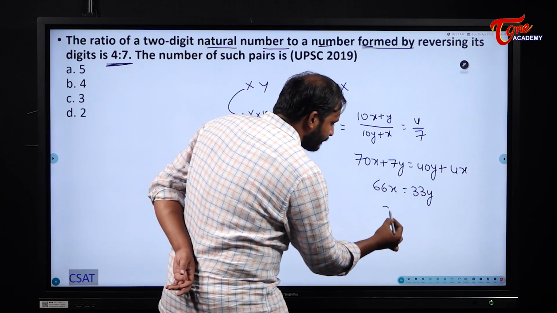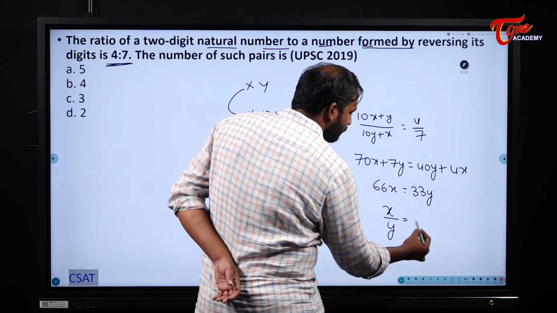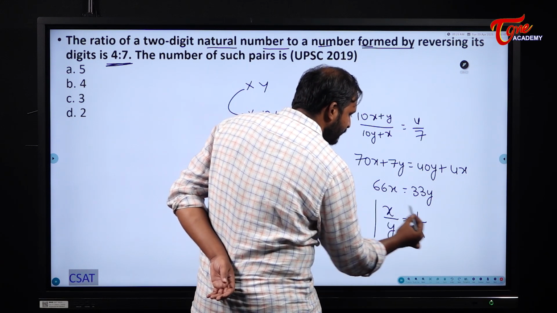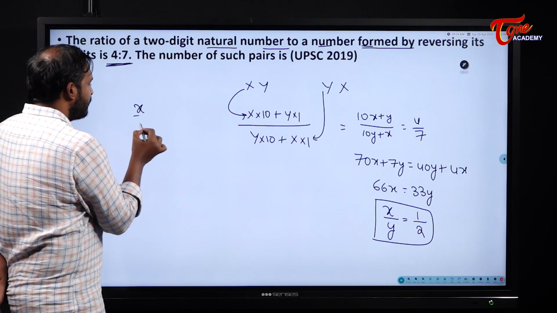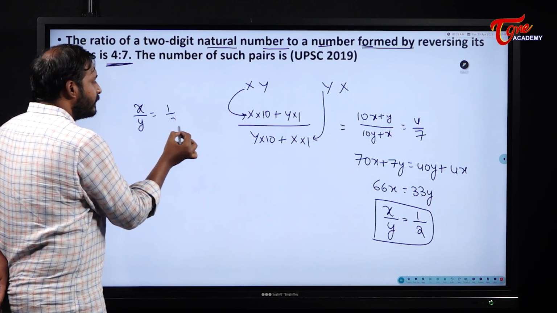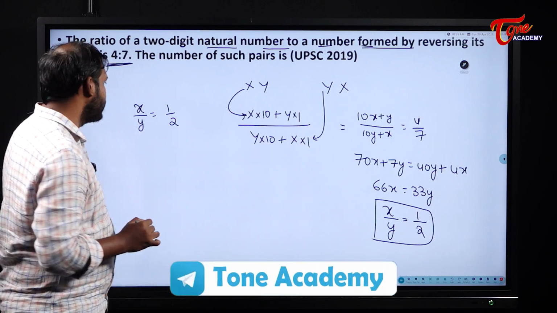Now x by y, what will we get? x by y is 1 by 2. Now please see here, x by y is equal to 1 by 2. Right? Now please observe here, students.